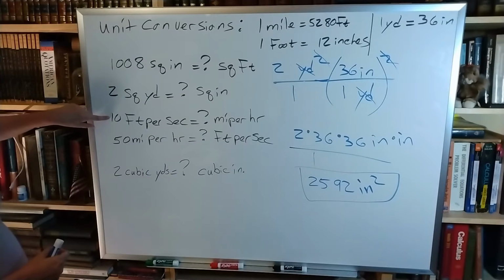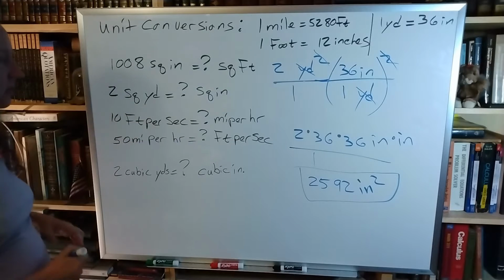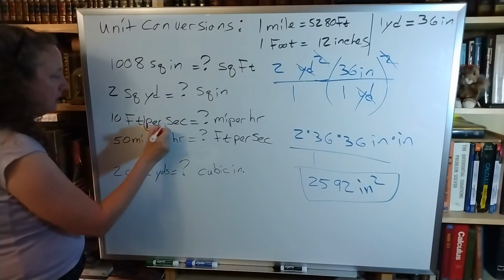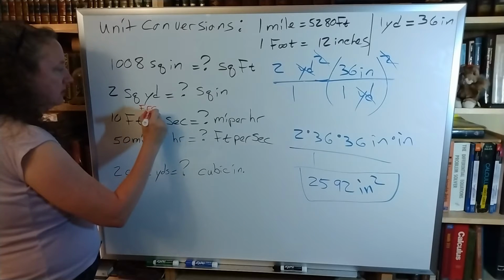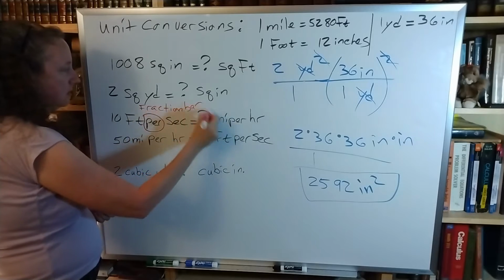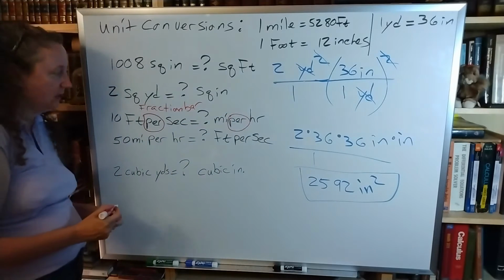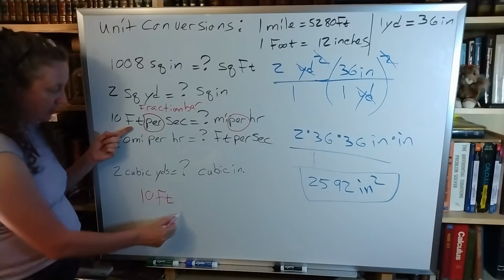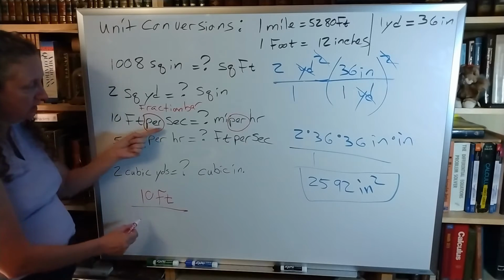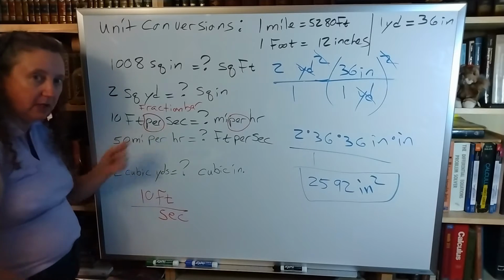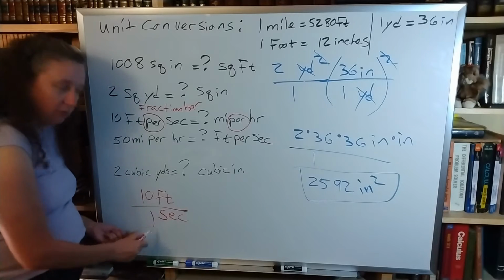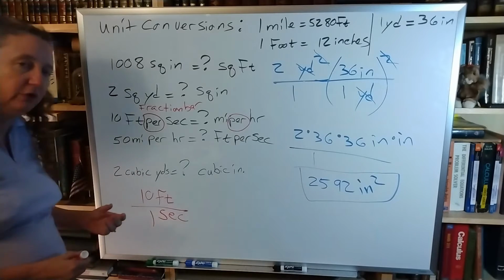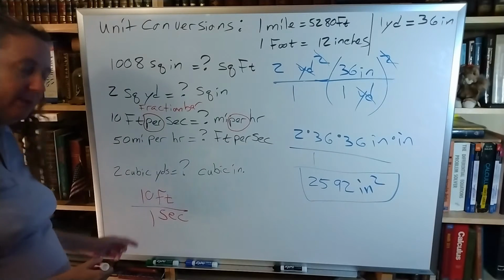Looking at the next one, 10 feet per second is how many miles per hour? So with this, you need to know that this word per, that is your fraction bar. So when I write this, I want to write it with the 10 and the feet on the top. My word per is the fraction bar, and the seconds on the bottom. If there's no number given, remember, you can multiply anything times 1, and it does not change it. You can also divide anything by 1, and it doesn't change it. So 10 divided by 1 is still 10.